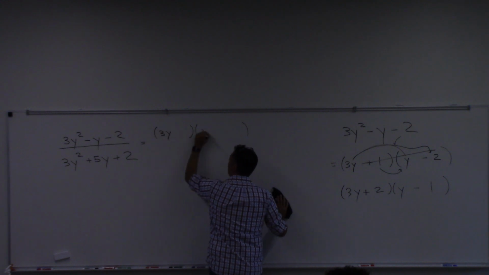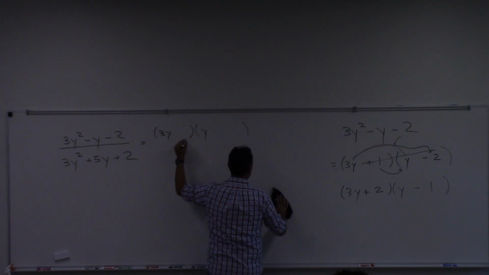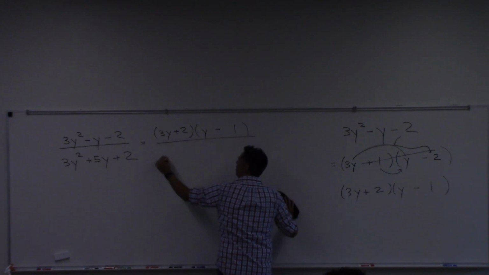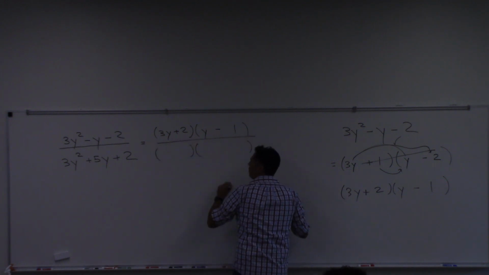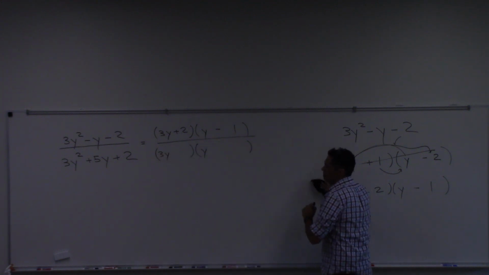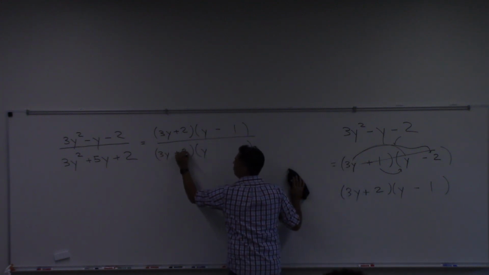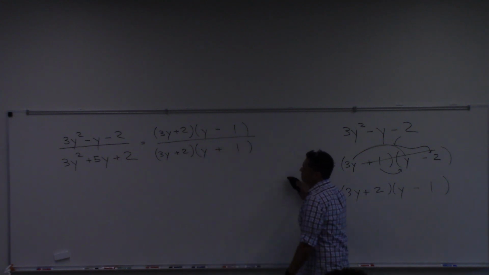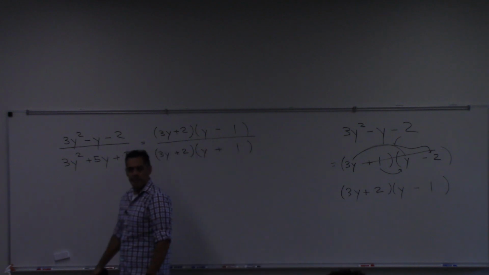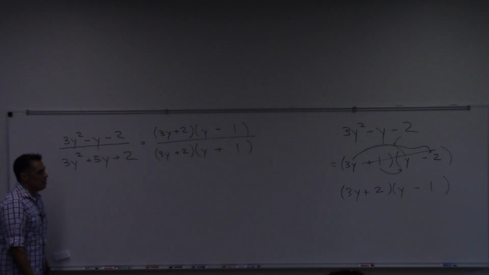This was 3y, y, what was it again? Plus 2, minus 1. And on the bottom, if you do that one, you should get 3y, y. Who has it? They're both pluses. Plus 2 and plus 1. Let's see, I can check that quickly. Yes, that works. So I'm not showing that step.